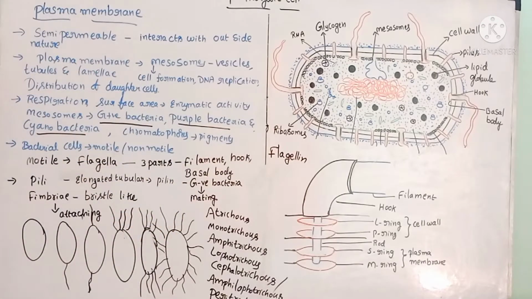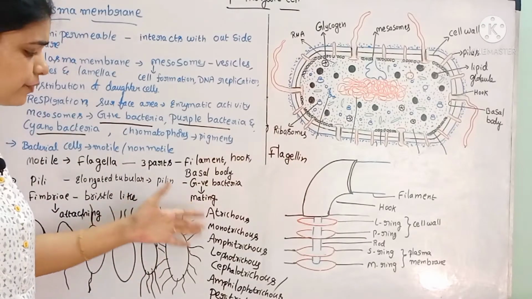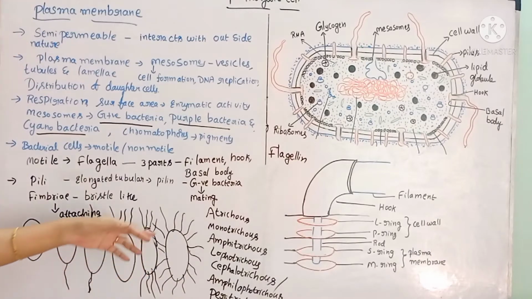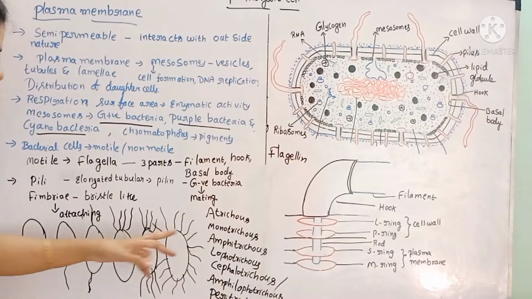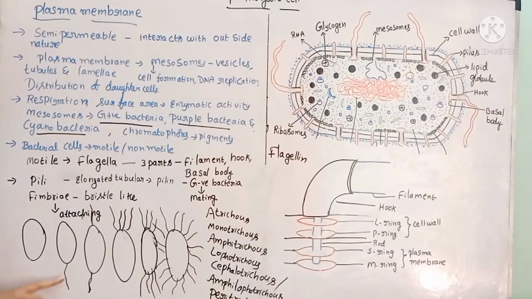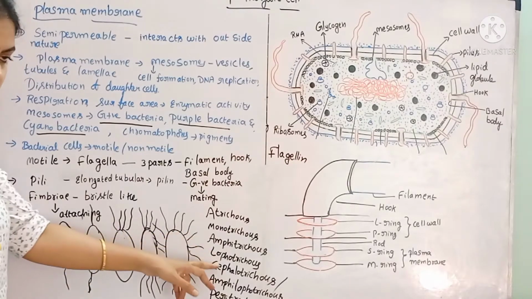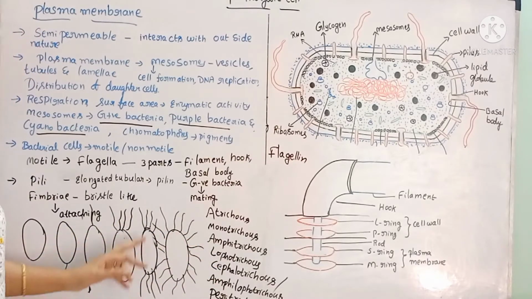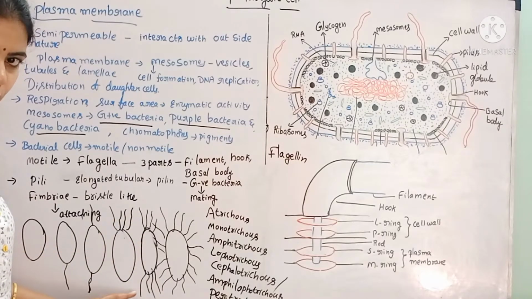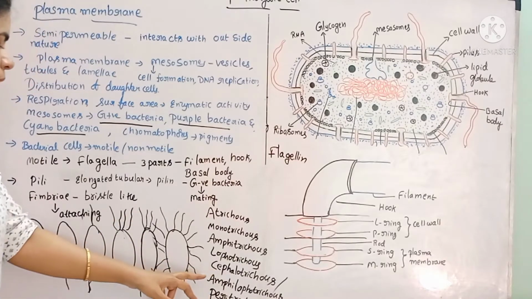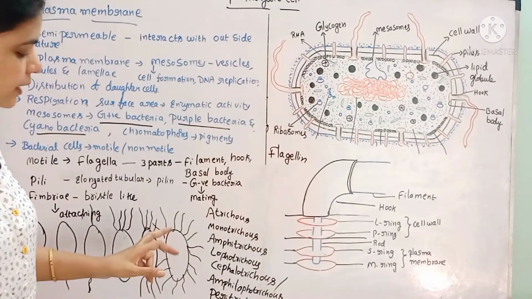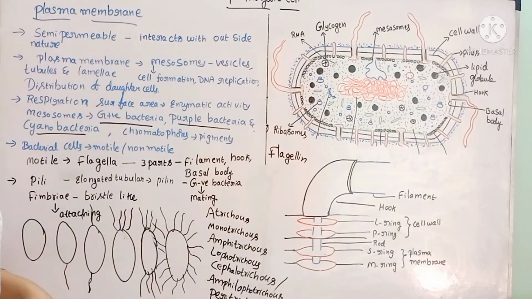So, depending upon the flagella arrangement, we can classify the bacteria: atrichous, without flagella; monotrichous, a single flagellum at one end; amphitrichous, two flagella, one at each end; and a tuft of flagella at one end is called lophotrichous. If two bunches of flagella are present at two ends, it is called cephalotrichous or amphilophotrichous. If the flagella cover the whole body of the bacteria, it is called peritrichous.